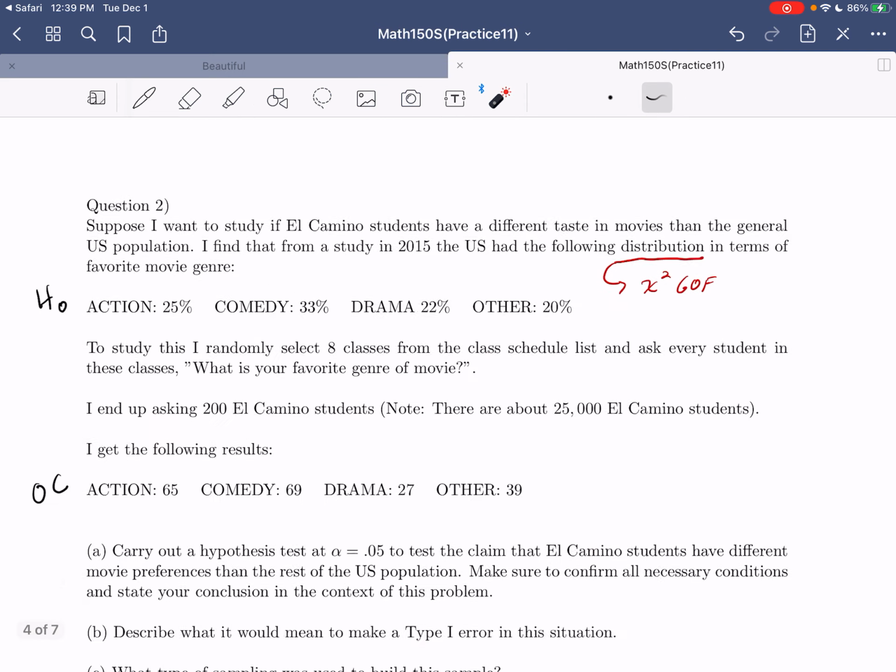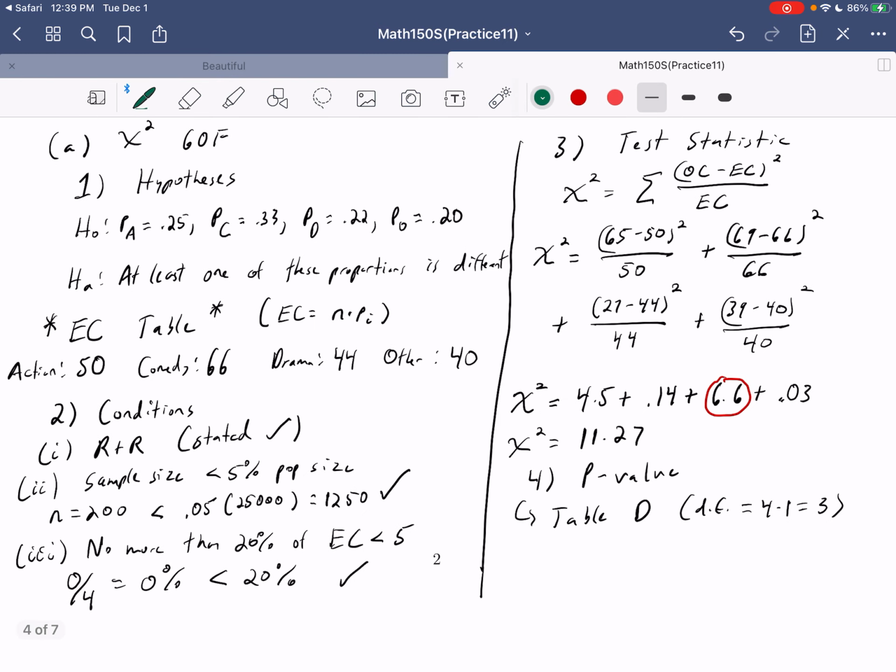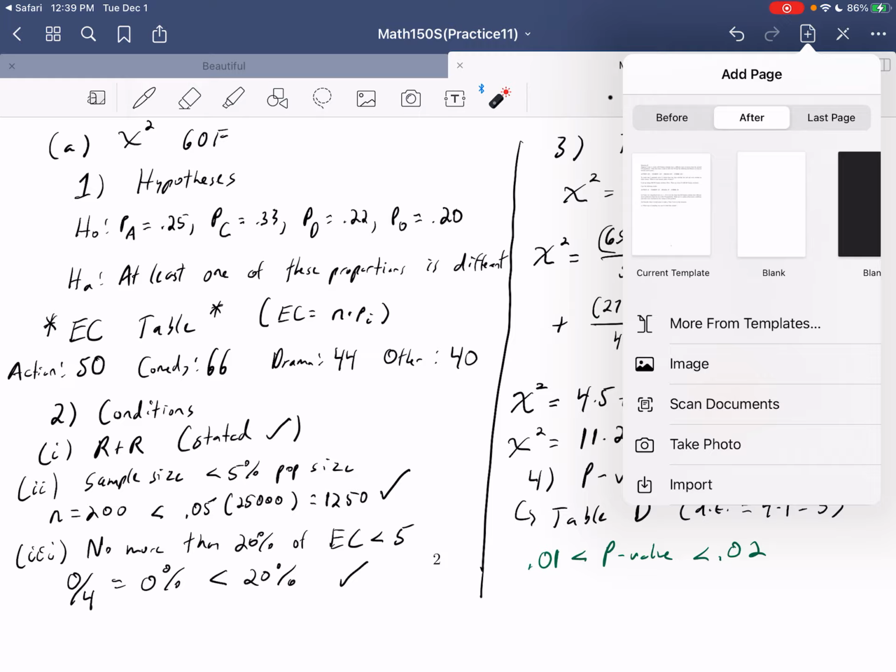So let's go ahead and record that. So we just found that our p-value is somewhere sandwiched between 0.01 and 0.02. So it's bigger than 1%, but smaller than 2%. All right, let's go ahead and finish this on a next page here.